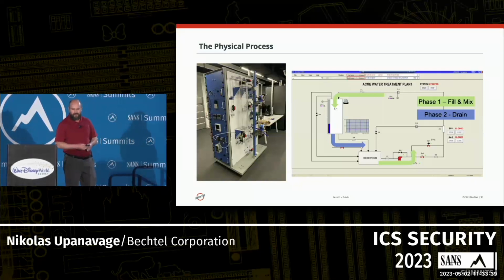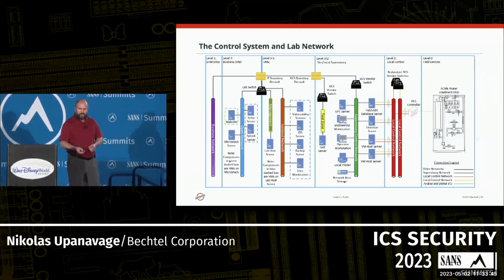What are the different methods? And I'll get into a little bit more of the network that this is part of here. So I laid out the equipment that's used in our demonstration and aligned it to the Purdue model. Starting on the right hand side, we have the level 0. That's where our Acme water treatment skid is that we just saw.